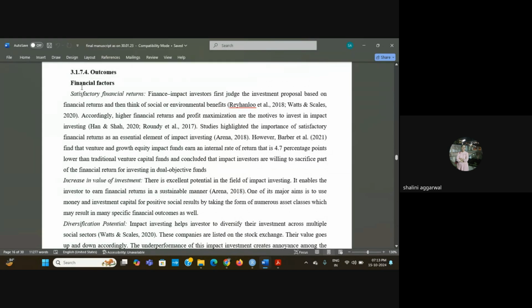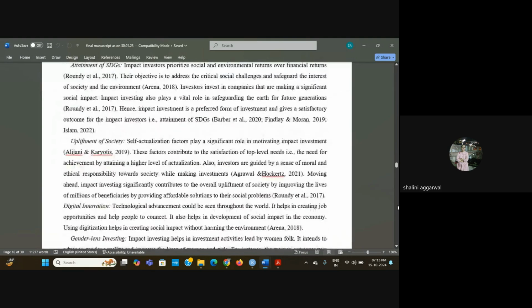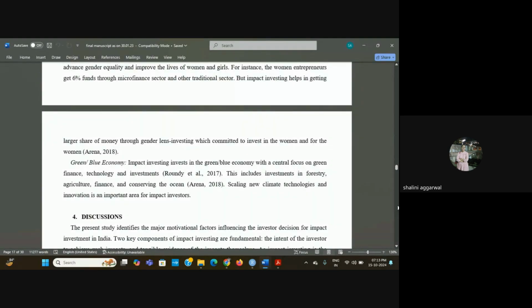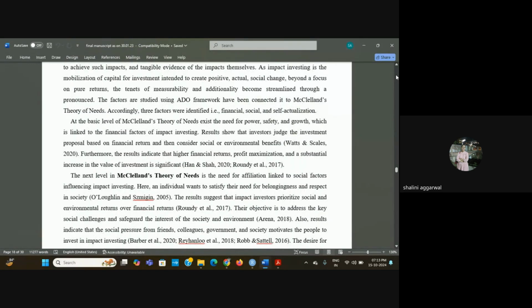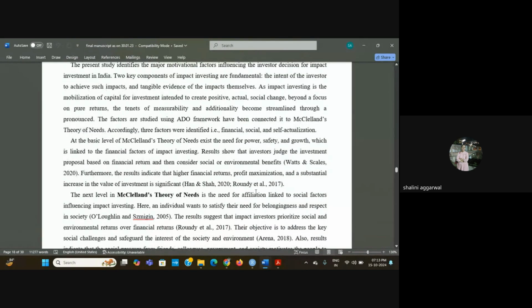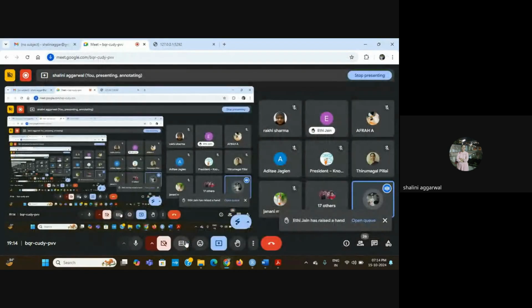Then come the outcomes, and under them the financial factors. What are the different outcomes? You mention them like this, and you write the in-text citation again for this, for social factors, self-actualization, for all of this. Now, I hope this part is clear, how we have written it.